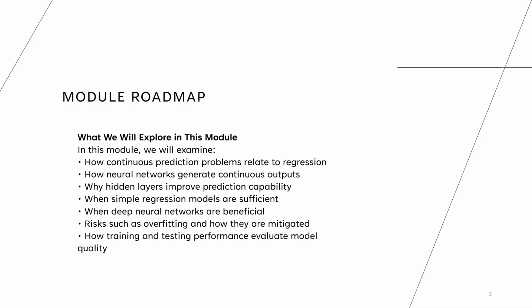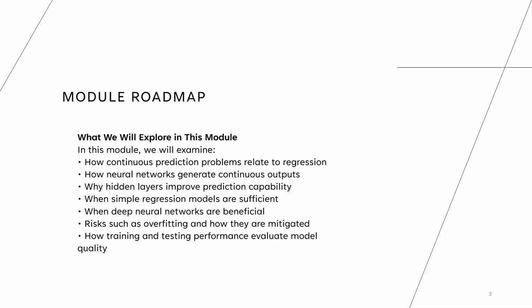We will then discuss the role of hidden layers and why deeper neural networks can capture more complex relationships in data. After that, we will compare situations where a simple regression model may already be sufficient with situations where a deeper neural network can provide additional benefits. We will also examine some of the risks that come with using deeper models, including the possibility of overfitting. And we will briefly introduce strategies that help manage these risks.